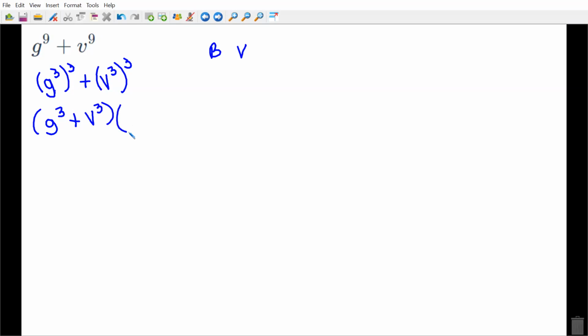Okay, so we have to do like G to the second power, but in this moment we have G at the third power, so it's G to the sixth power. Very good. It's G to the sixth power minus G to the third, G to the third, V to the third, plus V to the sixth power. Excellent, Miss Morales.